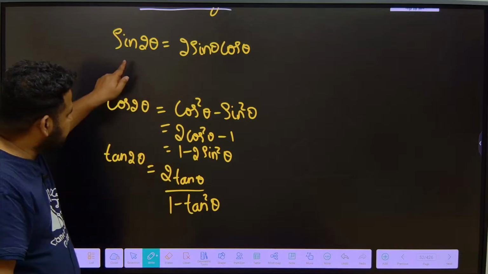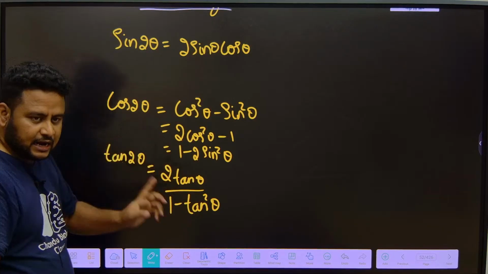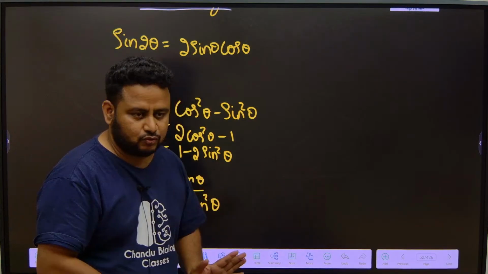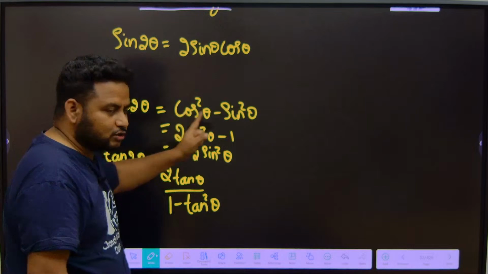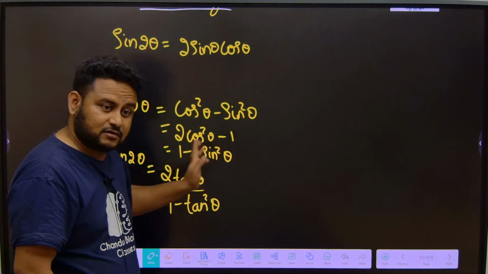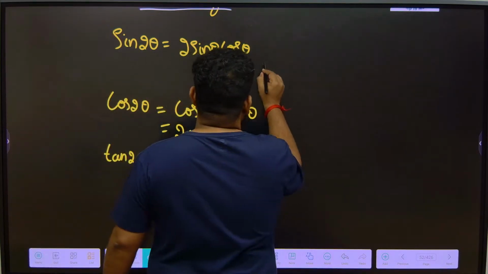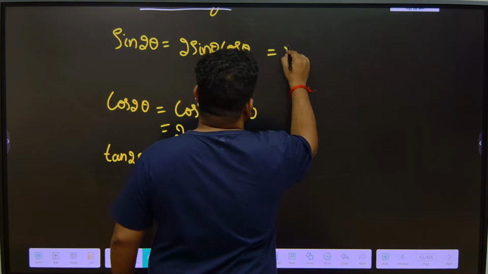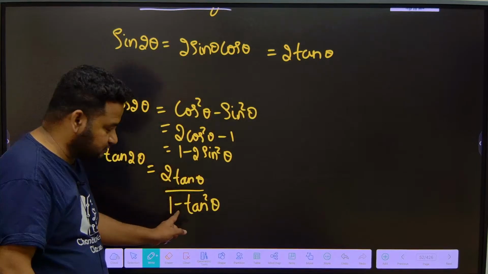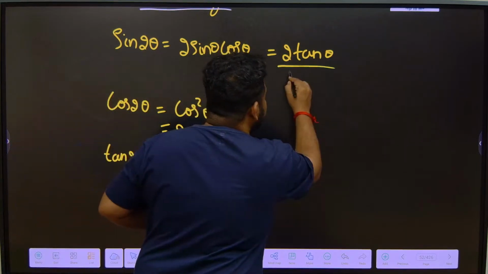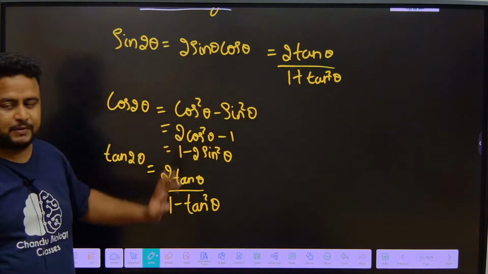Understand one thing. I have written sin 2 theta in this form, cos 2 theta in this form, and tan 2 theta in this form. Shortly, this sin 2 theta can also be written in terms of tan, and this cos 2 theta can also be written in terms of tan. Tan is already written in terms of tan. So let me write it now itself. Why wait? Sin 2 theta is also equal to 2 tan theta by 1 plus tan square theta. You may be wondering, 2 tan theta is already there. Here it is 1 minus tan square theta, but here it is 1 plus tan square theta.